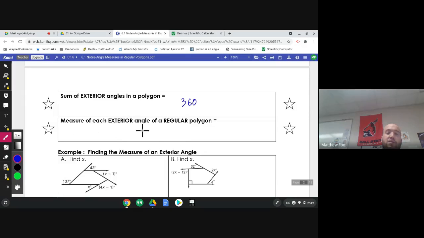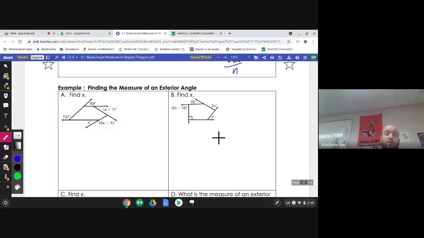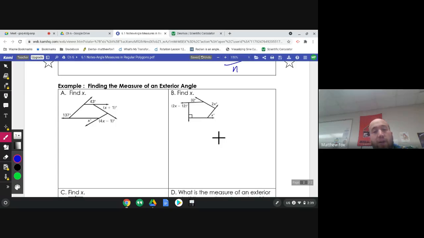Now, the measure of each exterior angle of a regular polygon, to find each specific angle, we can take 360 divided by n, whatever the amount of sides is. As we know, like before, if it's a regular polygon, all the sides and angles are congruent, so the exterior angles will be congruent as well. Now, if we look at this one, and we're asked to find x, all we have to do on these, it doesn't matter how many sides there are, because we know it will add up to 360, because each of these is an exterior angle.